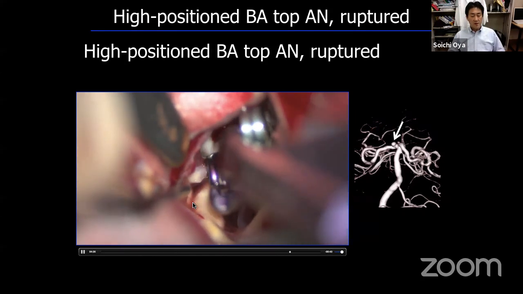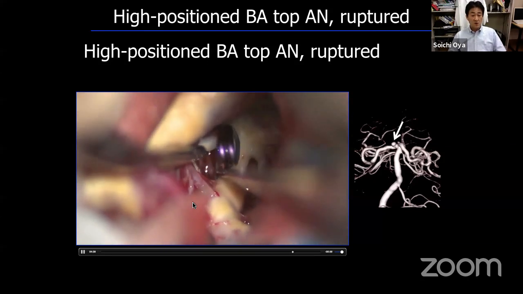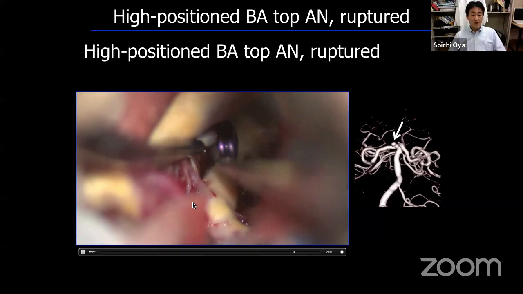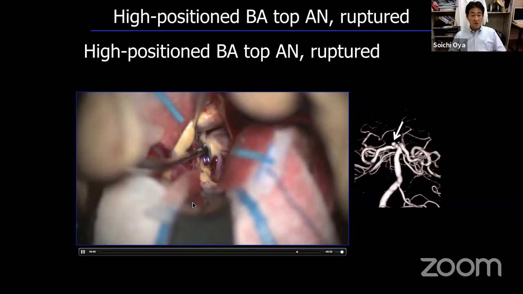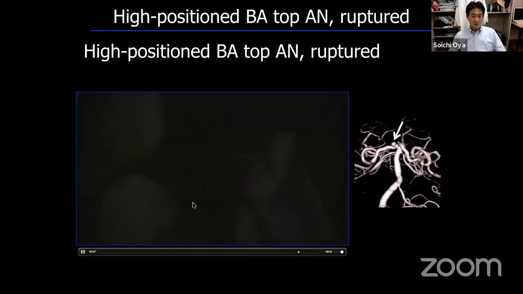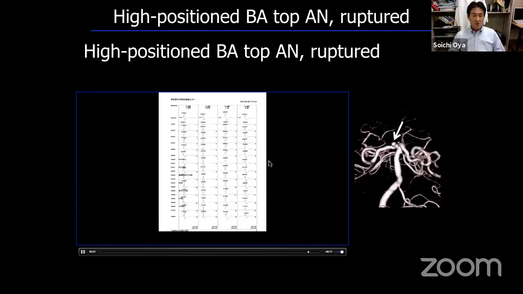Once you create a wide, ample space here, the clipping is not formidable or difficult. The perforators are preserved and they look good. And the intraoperative video angiography showed disappearance of the aneurysm and good patency of the P2 and both P1. And the MAP was fine.